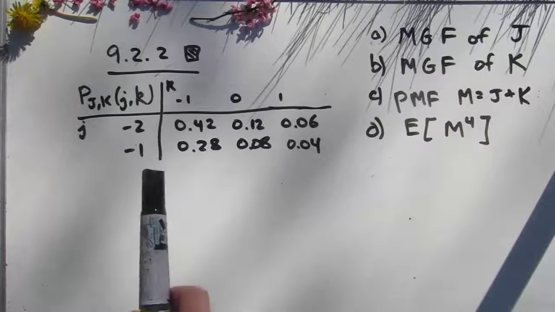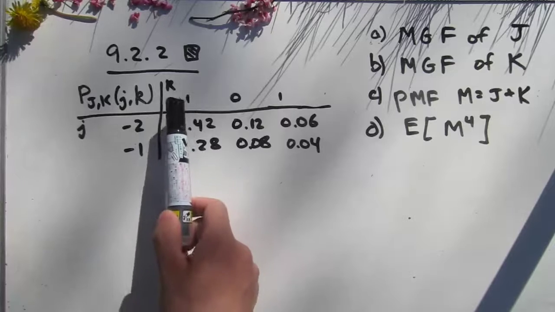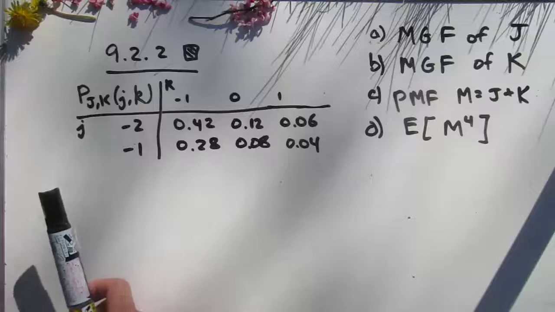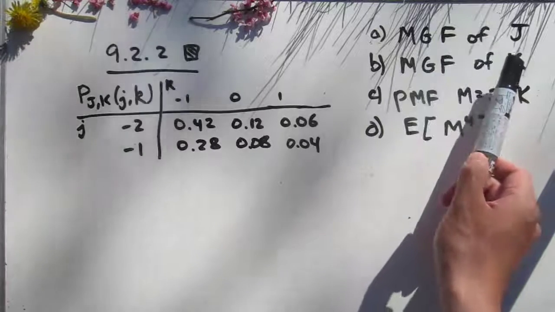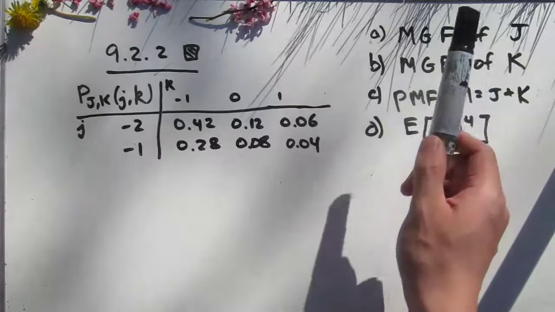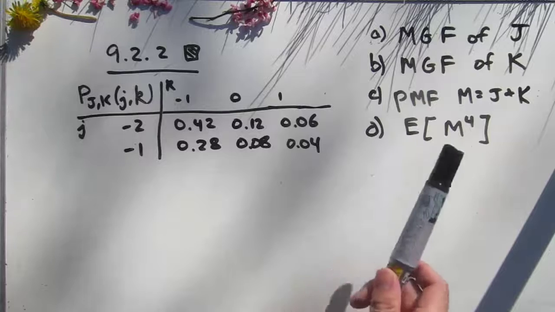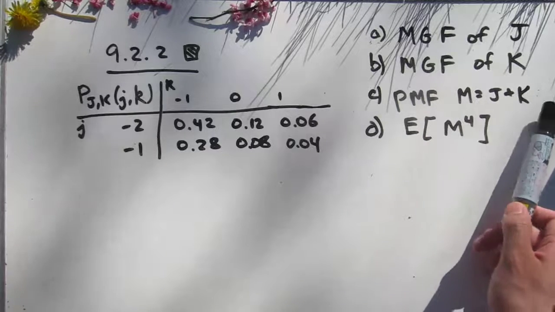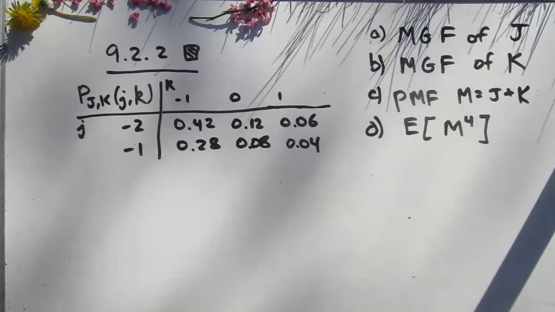We're given a joint probability table of j and k, for values of k from minus 1 to 1 and j from minus 2 to minus 1. We're then asked for the MGF of j and k, and that is the moment generating function, if you did not remember. Then we're asked for the PMF of m, which is the sum of these two variables, and then the expected value of m to the fourth.